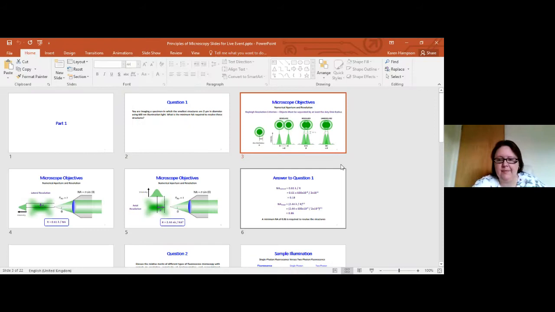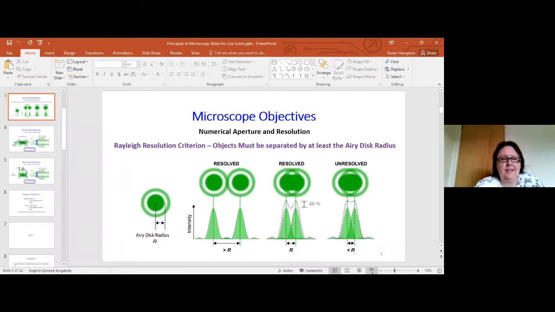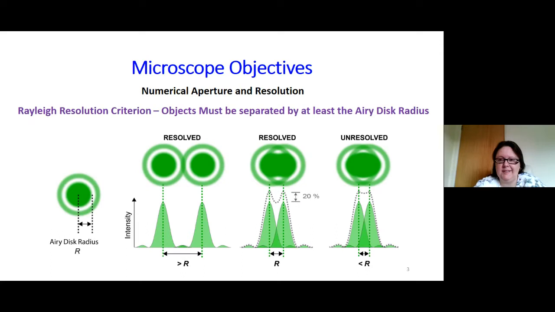So here, this is just a reminder about the resolution. So the Rayleigh resolution criterion says that two objects must be separated by the radius of the Airy disk. So on the left, we have the diffraction limited image of a point function. And so the Airy disk is the central part. So on the left, we have a diagram that says resolved, and you can see that the images of the point objects are quite separated. And so you can see that you could easily resolve those.